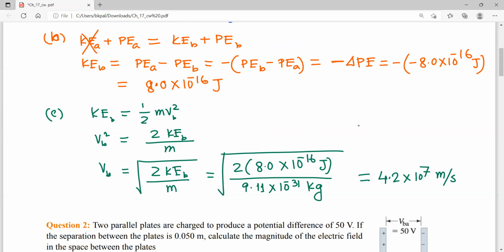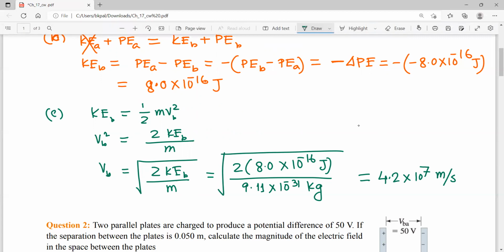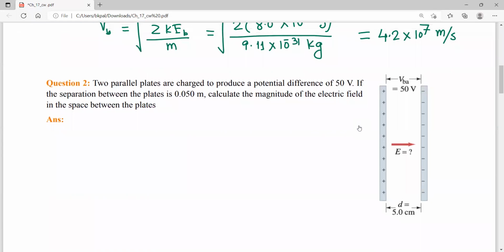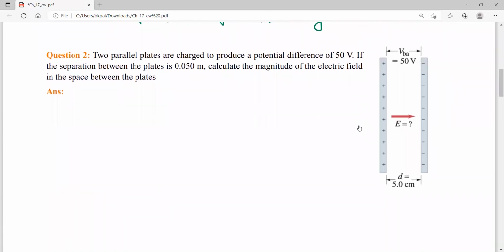The next one is this. Again we have two parallel plates charged with positive and negative charges, and the potential difference between these two plates is 50 volt. The separation between these two plates is 5 centimeter. So 50 volt and 5 centimeter, and we have to calculate the magnitude of the electric field.